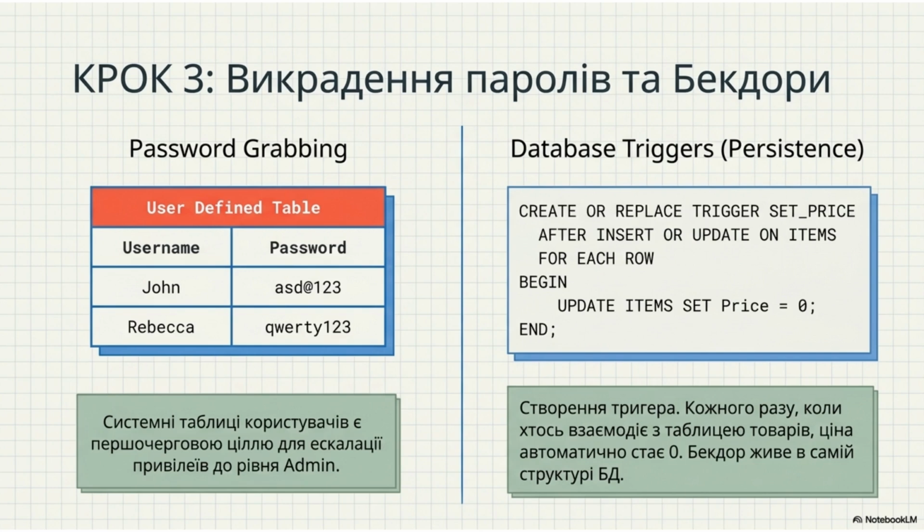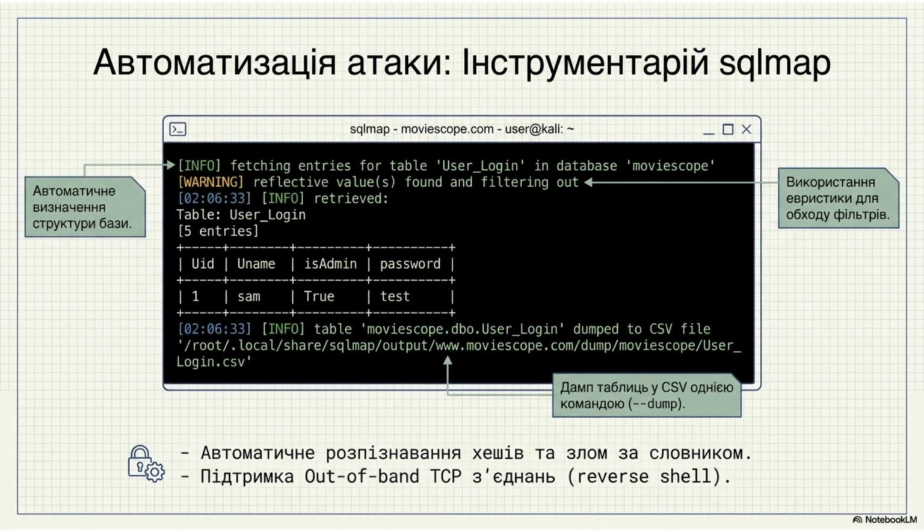These triggers can maintain persistence within the database structure, ensuring that unauthorized actions continue even after the initial injection is resolved. Tools like SQL Map automate these complex attacks. With a single command, it can identify database structures, dump tables into CSV files, and even support advanced features like out-of-band reverse shells, significantly increasing the efficiency of the exploitation.